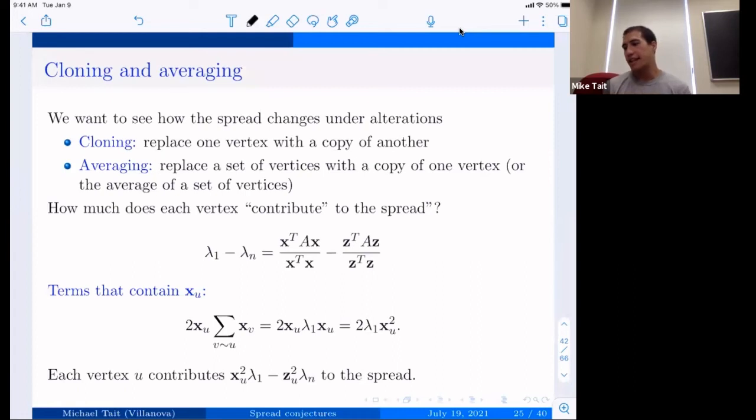And you can do the same thing with the z vertex as well, right? So this is what's contributing to the spread from a vertex u. And I've removed the factor of 2, since each edge has 2 endpoints. So in some sense, every edge is contributing to 2 of these terms. But we get this quantity that looks something like this, and you can think of that as how much u is contributing to the spread. And if I add this up over all u, then I get the spread, right?